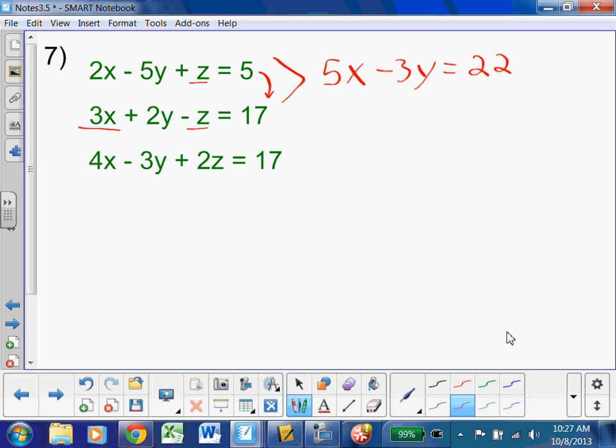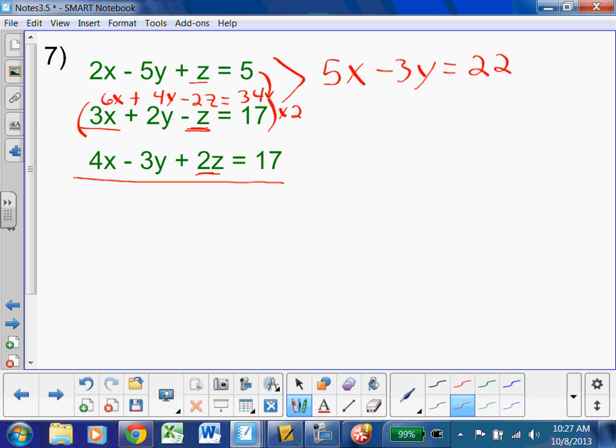Now, I'm going to multiply everything on this equation right here by 2. Because if I multiply it by 2, then this z and this z will both cross off. So, multiply by 2. That means you're going to have a 6x plus 4y minus 2z equals, and that's going to be what? 34. Okay, so add these two together.